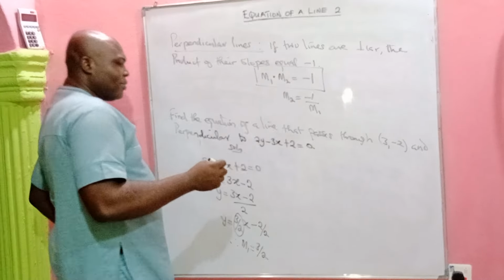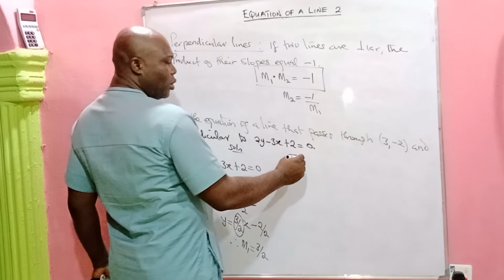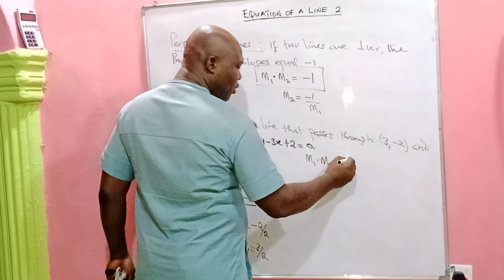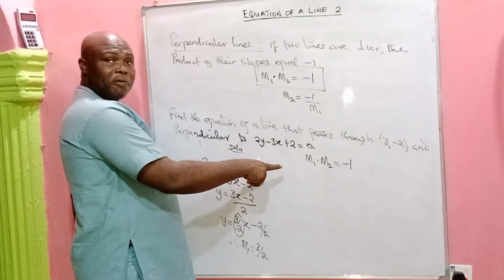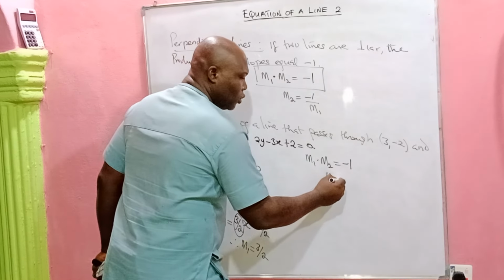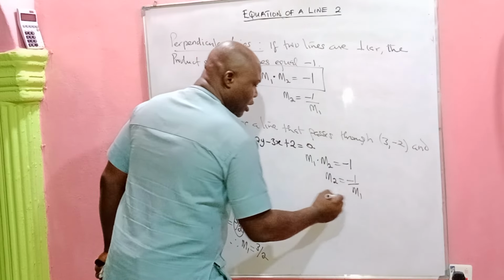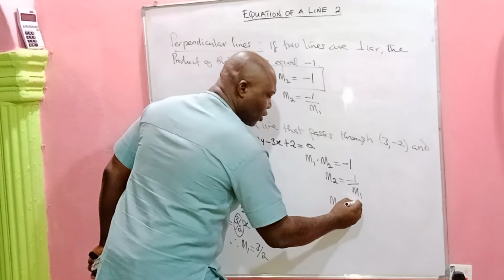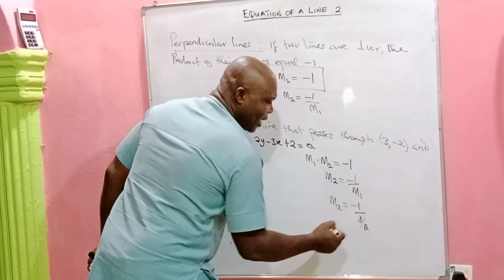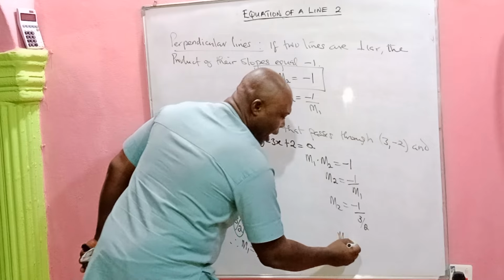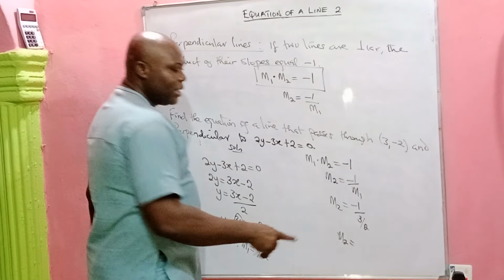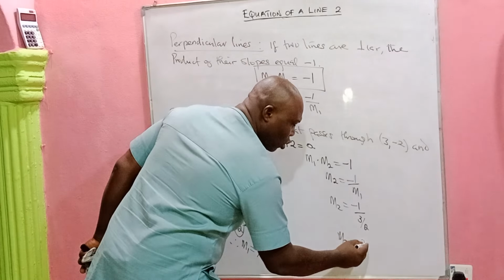We have said that for two lines to be perpendicular, m1 times m2 must always give us minus 1. We have gotten m1, and we are looking for m2, which we will use to solve the problem. So m2 will be equal to minus 1 divided by m1, which is 3 over 2. First, you have to invert 3 over 2. If you are looking for minus 1 over 3 over 2, it means the inverse of 3 over 2, which is 2 over 3.